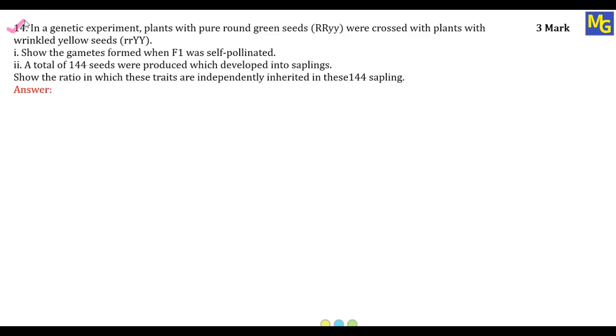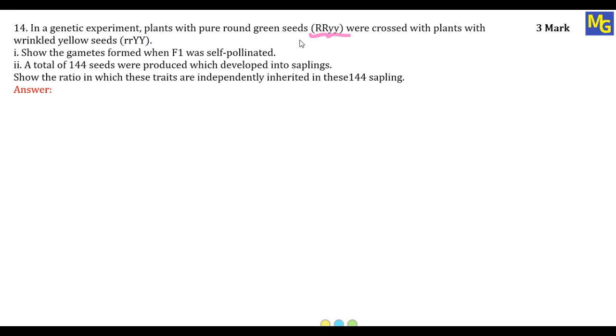Question number 14 is: in a genetic experiment, plants with pure round green seeds, the plant is pure, round and green. So the shape is given and the color of the seed is given. Since it is pure, it is denoted by capital R for round and small y for green. Next, it was crossed with a plant with wrinkled and yellow seeds. So wrinkled is small r and yellow is capital Y. You have to be very careful to see how they have given it.